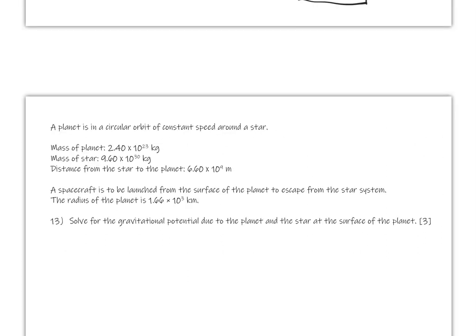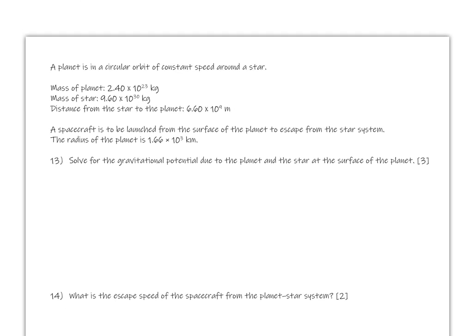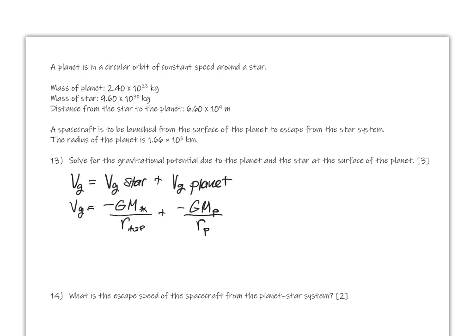Alright, so we have a planet, we have a star, we have a distance from the star to the planet, and we want to launch a spacecraft from the planet to escape from the entire system, and we know the radius of the planet. So what's the gravitational potential due to the planet and the star at the surface of the planet? So total gravitational potential would be from the star and from the planet, and we know that gravitational potential is negative GM over r. Alright, so we have the mass of the star, we have the distance from the star to the planet, we have the mass of the planet, we have the radius of the planet, so let's throw our numbers in.